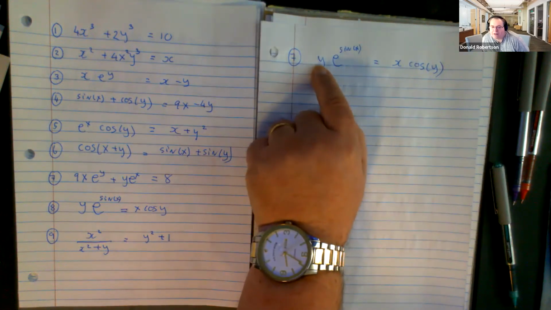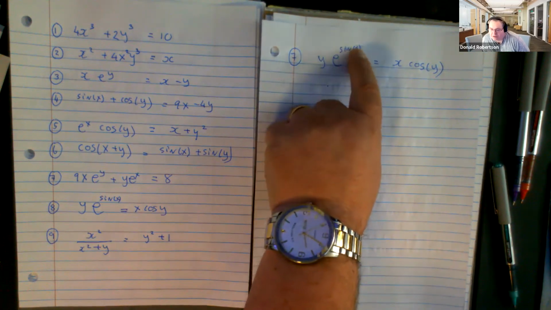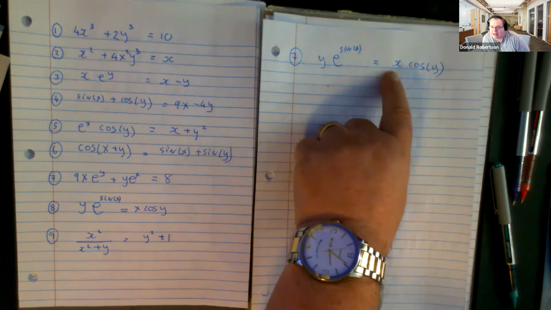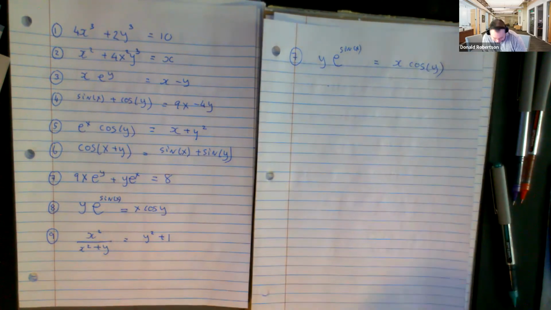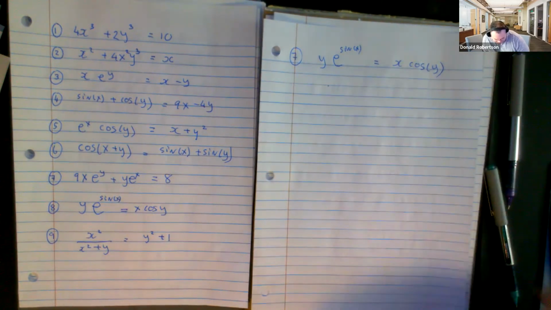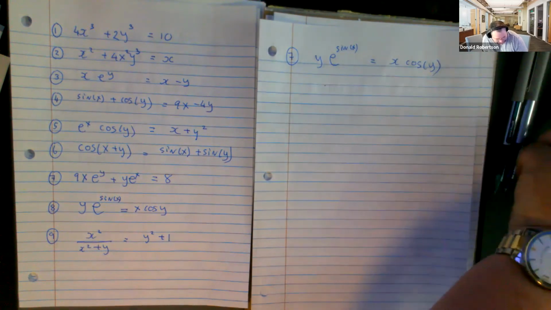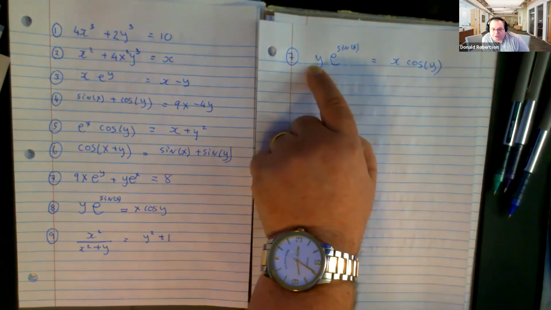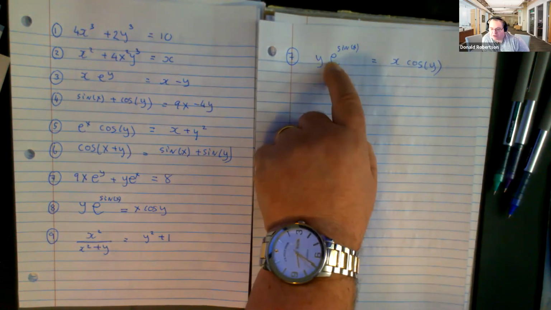So I've got y times e to the power of sine x is equal to x times cosine of y. I don't need the details, but what method will I use to differentiate y times e to the sine x?